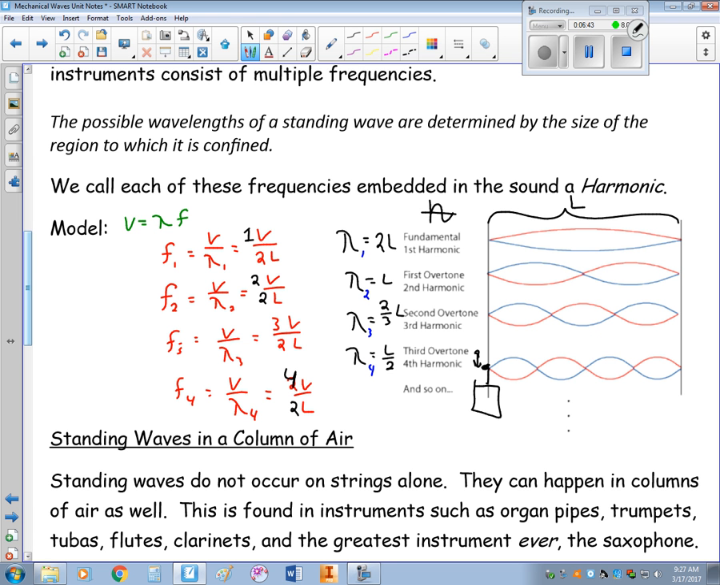So to get a general formula, looking at this pattern here, what I need is this frequency equals something, I'll call it N times v over 2L, where N equals some integer.